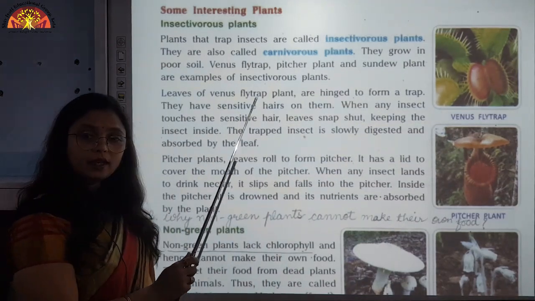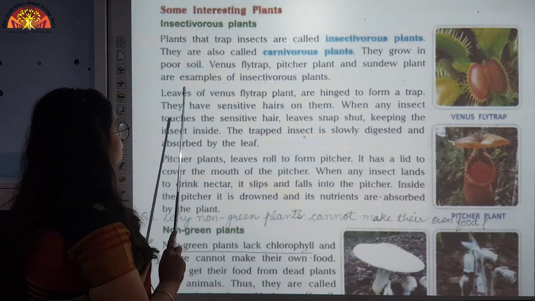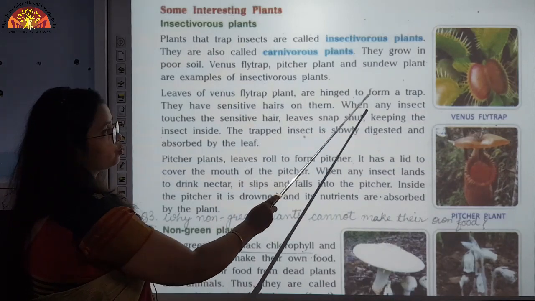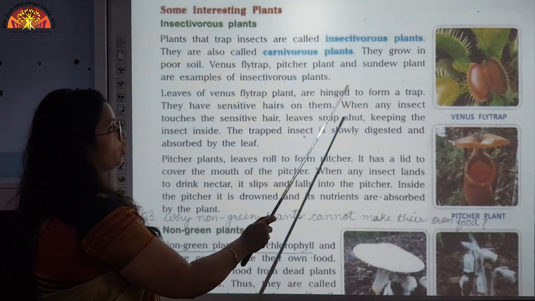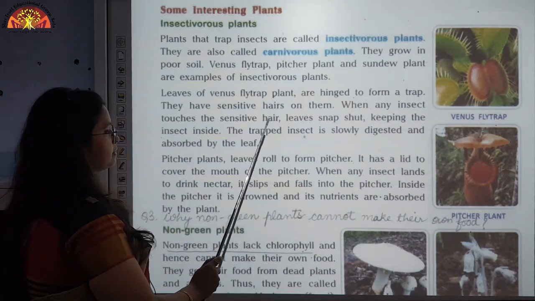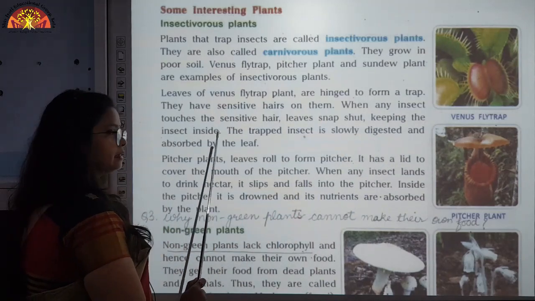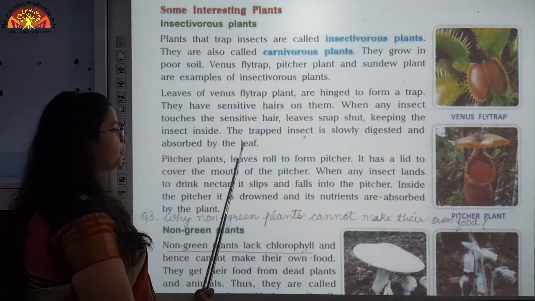Now, let us discuss some of these examples. First of all, Venus flytrap. So, students, what is there? Leaves of Venus flytrap plant are hinged to form a trap. They have sensitive hairs on them. When any insect touches the sensitive hair, leaves snap shut, keeping the insect inside. The trapped insect is slowly digested and absorbed by the leaf.